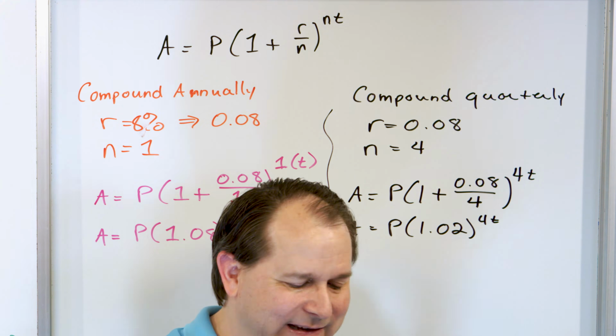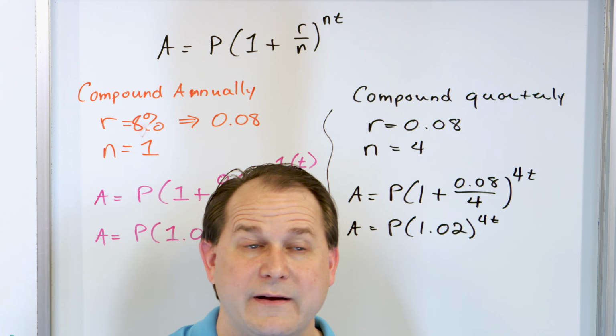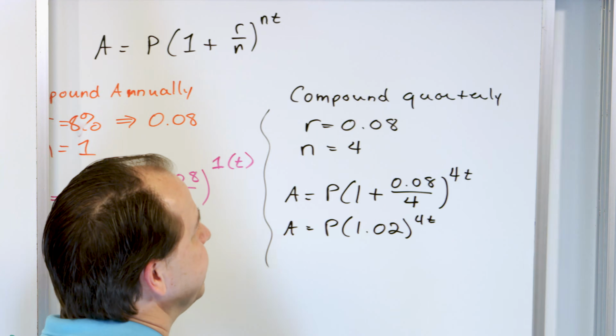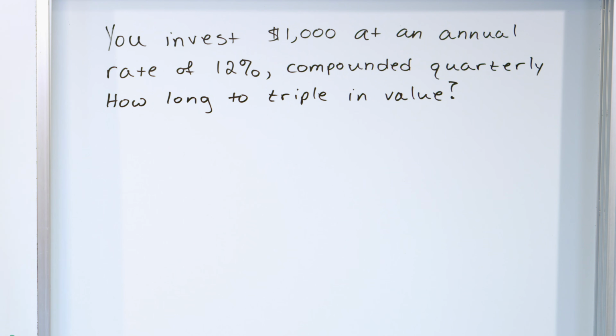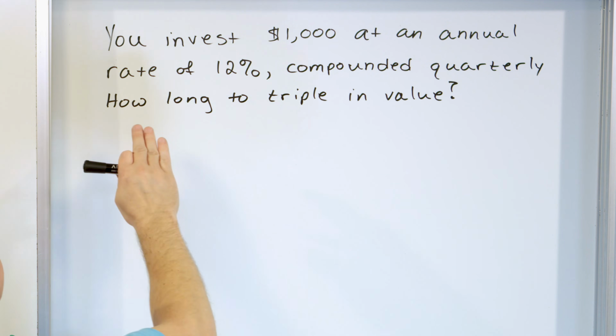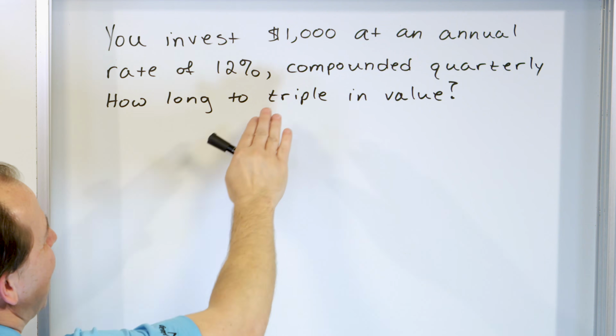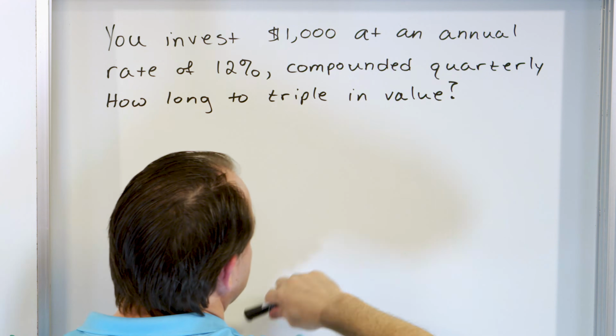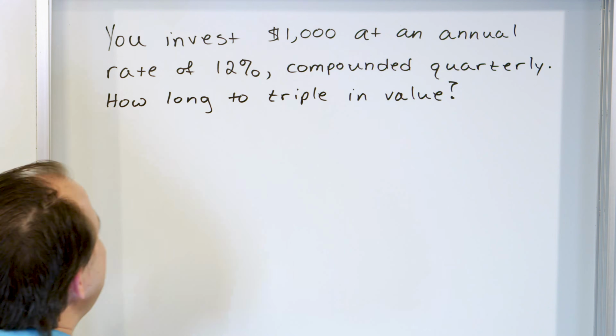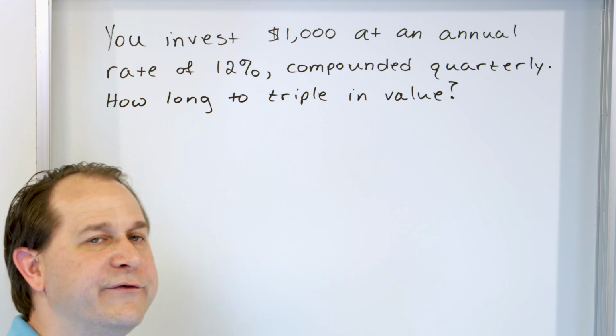So what I want to do is at least work one problem here to give you a little bit of practice. Okay? Here's the problem. You invest $1,000 at an annual rate of 12%, compounded quarterly. Compounded quarterly. There should be a period right here. How long does it take to triple this thing in value?